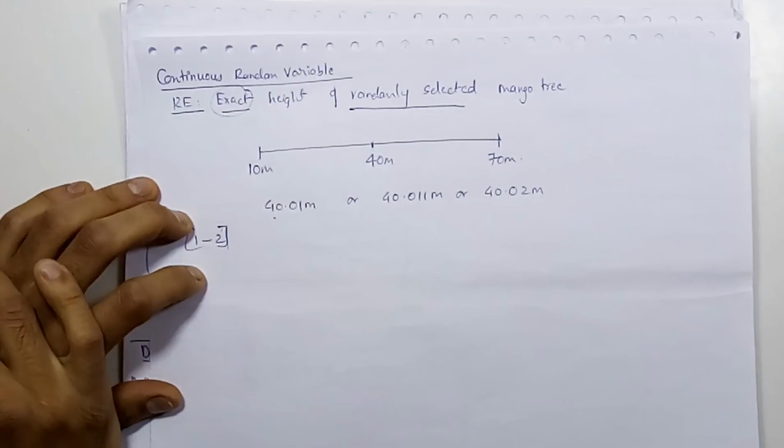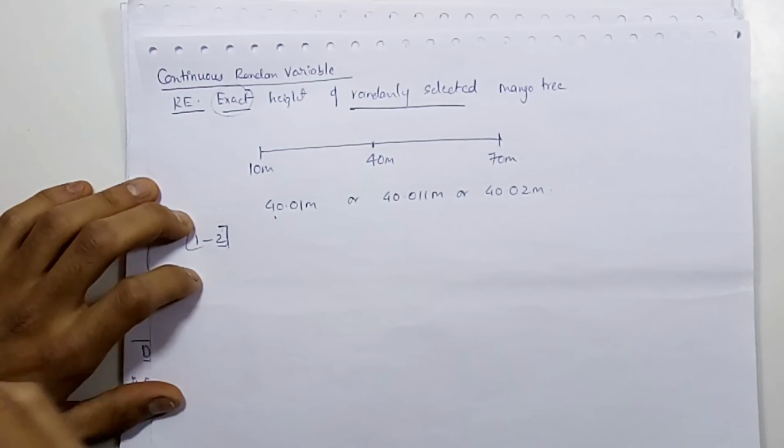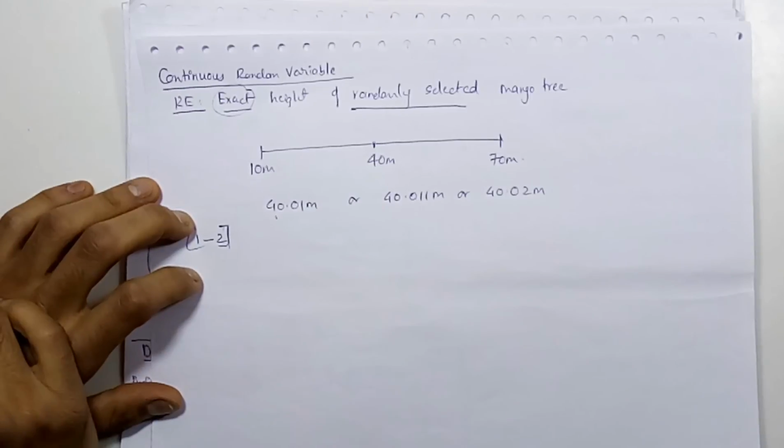So I hope I have made myself clear on what a random variable is and what the two types of random variables are, that's discrete and continuous.